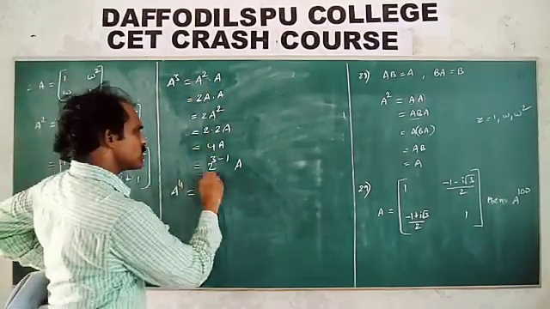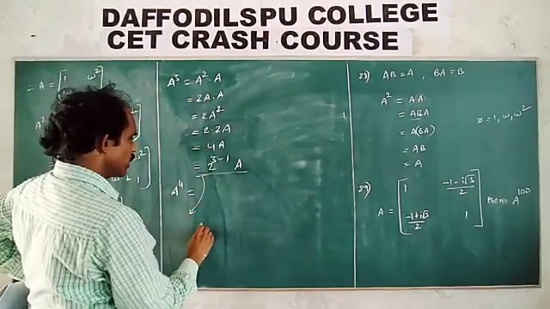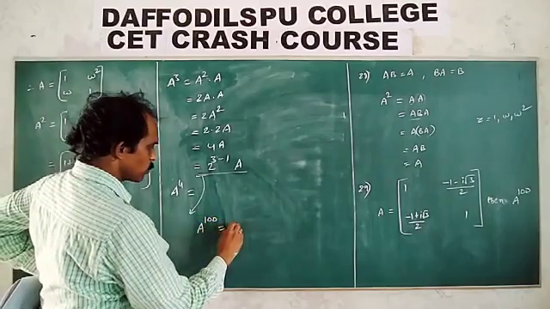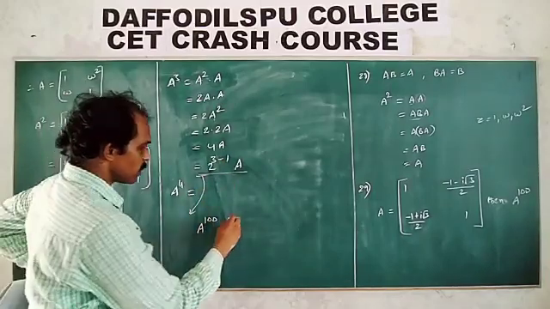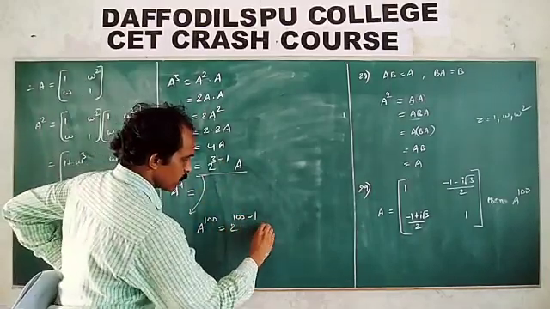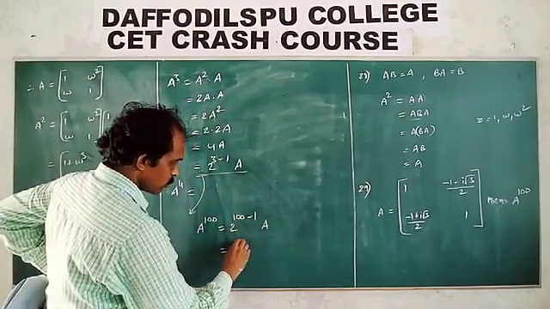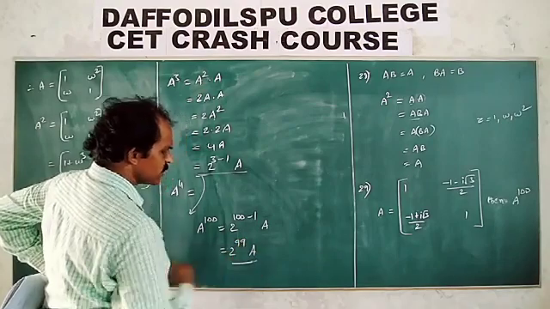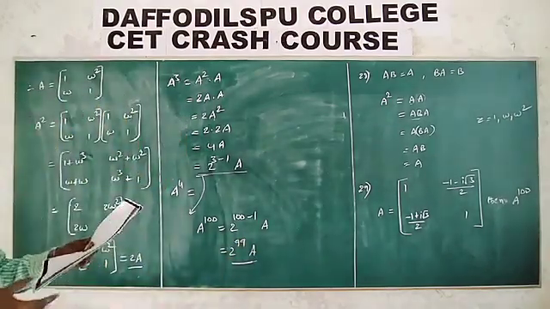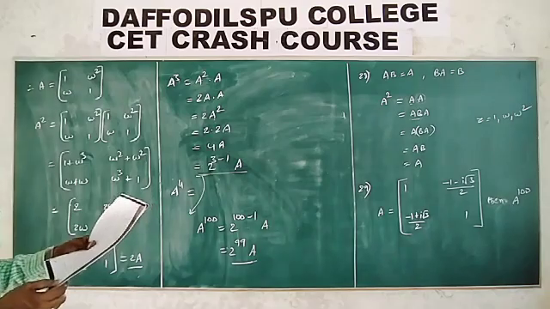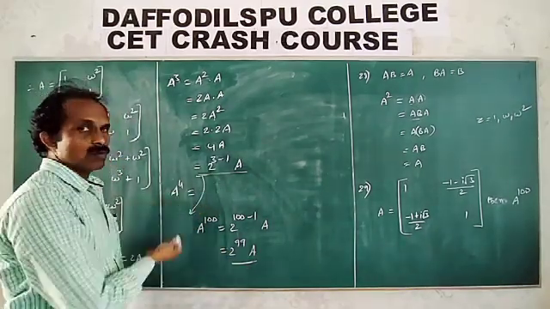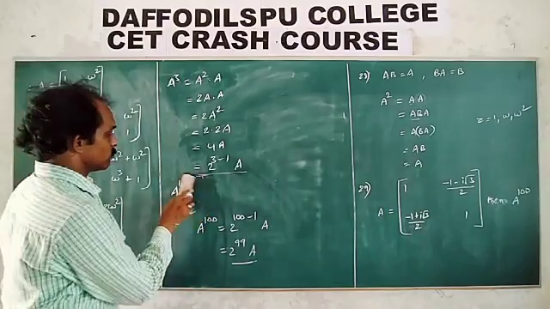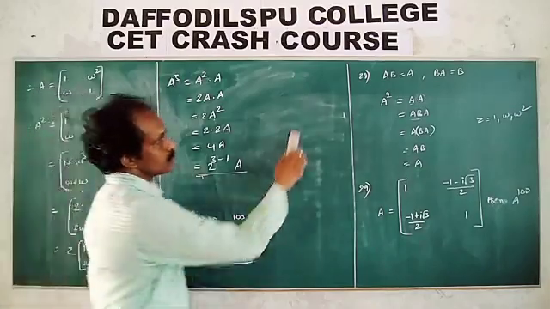Like that, otherwise from this directly write A power 100 is equal to 2 to the power of 100 minus 1 into A. This is equal to 2 power 99 into A. This is the answer, the second option, 2 power 99 into A. Otherwise, you can continue and check one or two values, you get the same answer.